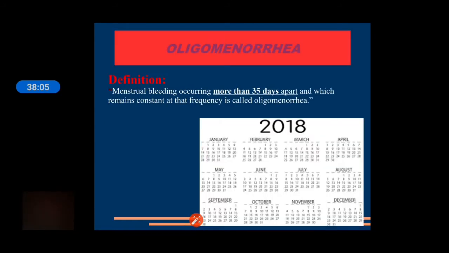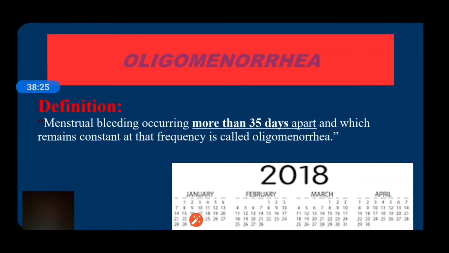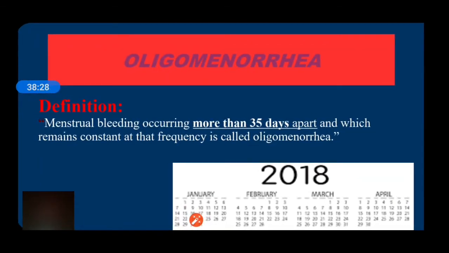Yes, coming to the next condition, it is called oligomenorrhea. It is one of the causes of AUB. The definition of oligomenorrhea goes like this: menstrual bleeding occurring more than 35 days apart and which remains constant at that frequency is called oligomenorrhea. So here the menstrual bleeding is occurring more than 35 days apart. That means the cycles are delayed. It is not frequent, you can say infrequent cycles, and which remains constant at that frequency is called oligomenorrhea.